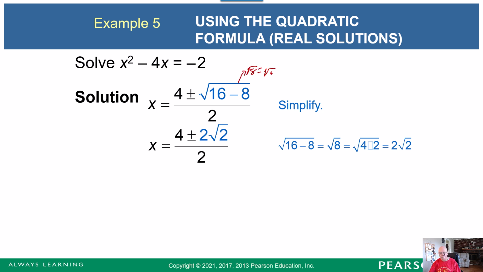Easy to check. Put each one of those one at a time into this equation. I would suggest going back to the original here. I would put in x squared minus 4x and make sure you end up with a -2. Use the other solution, put in x squared minus 4x. You should also get a -2 for that one.